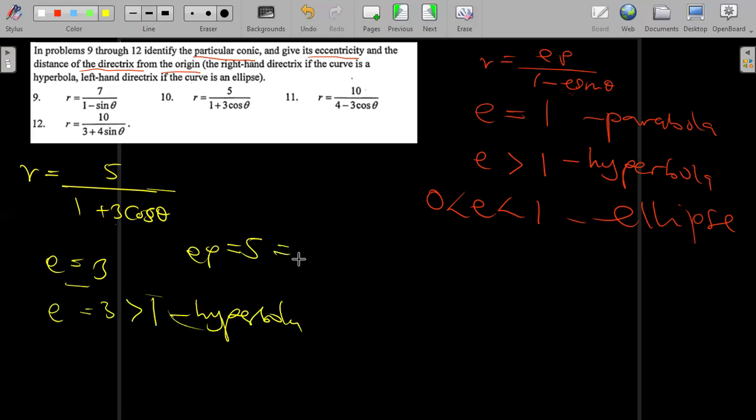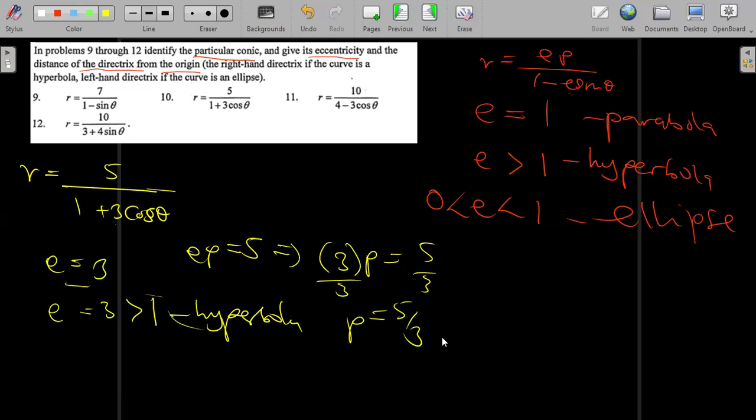So now this implies where there is e, I can replace my 3. So I have p here, and this here being equal to 5. Can divide by 3, divide by 3. And then I just get that my p is just going to be 5 over 3. So that's my p. And then what else do I need?